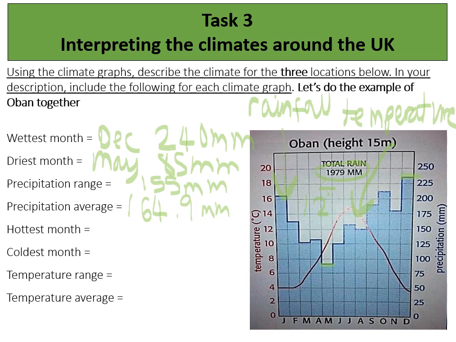Okay, so you might want to pause the video here whilst you complete the description of the 3 climate graphs around the UK. Now, you don't have to describe all 3. You might choose to describe 2 of them if you're running out of time, but if you want to describe all 3, then you can.